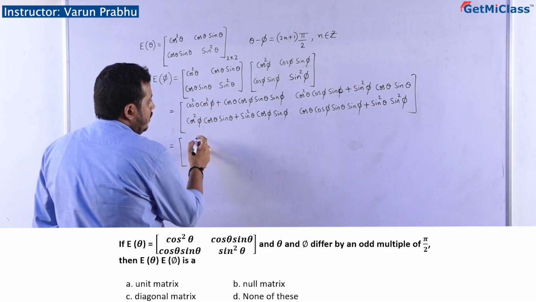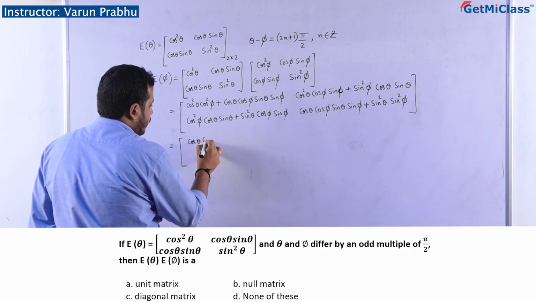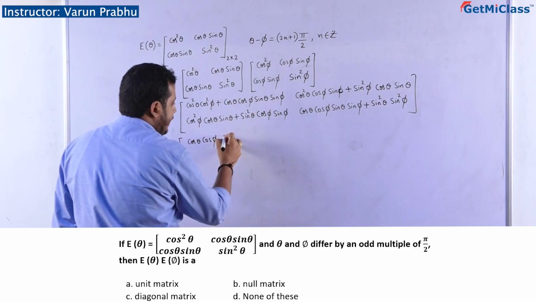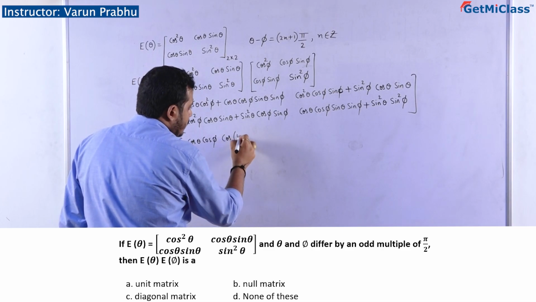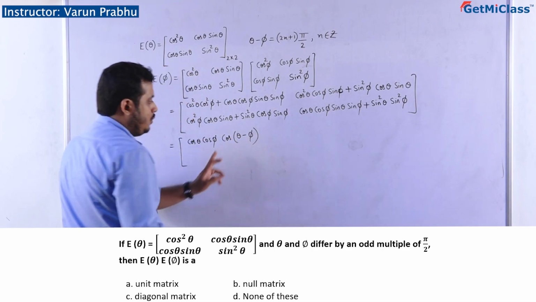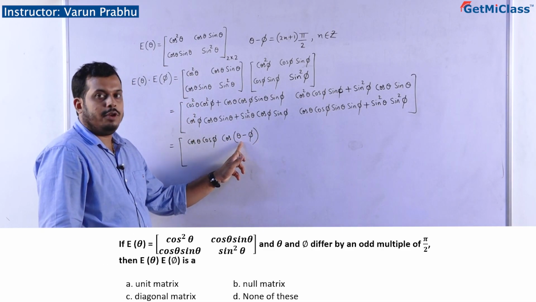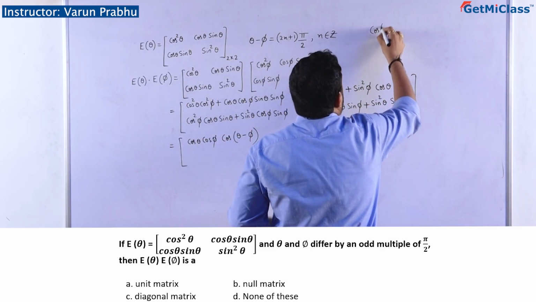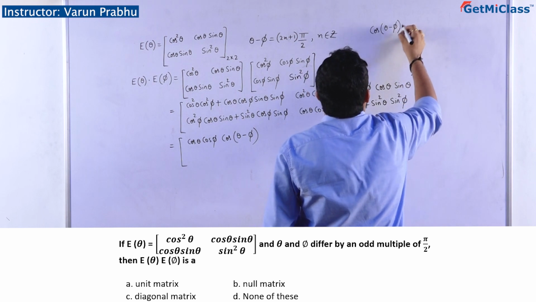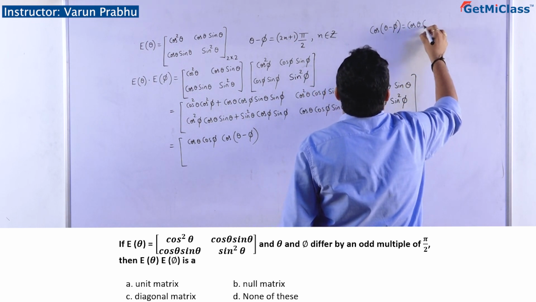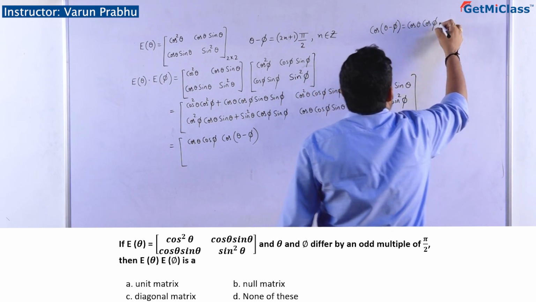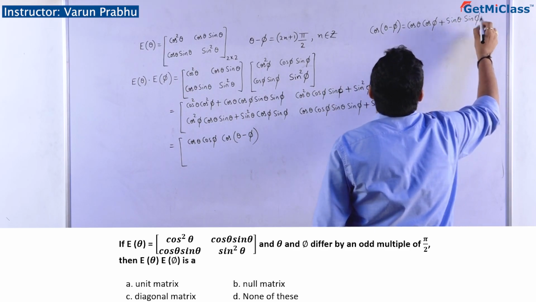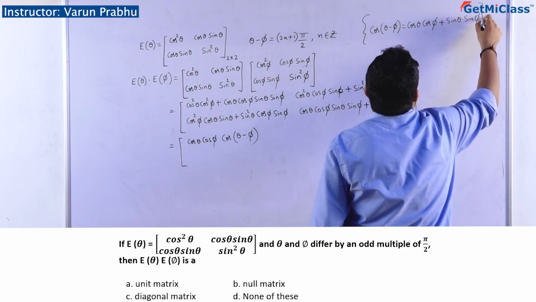Now we can take out cos theta cos phi outside. We will be left with cos theta cos phi plus sin theta sin phi. I can write this as cos of theta minus phi. The cos of a minus b formula: cos of theta minus phi can be written as cos theta cos phi plus sin theta sin phi. We are going by the allied angle formulas, which you should know.